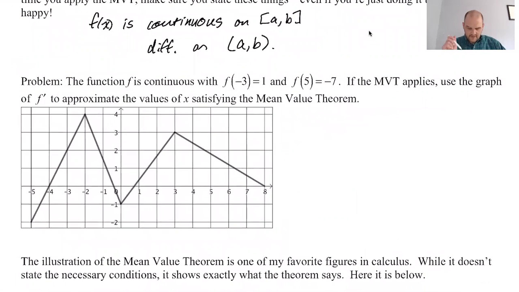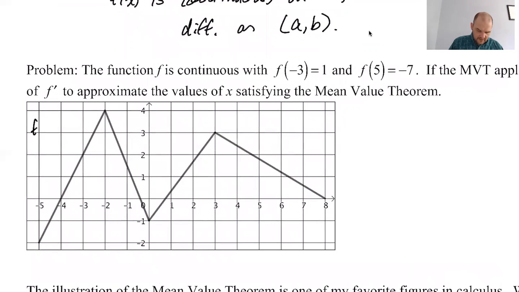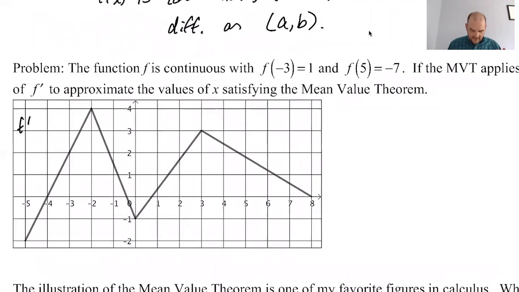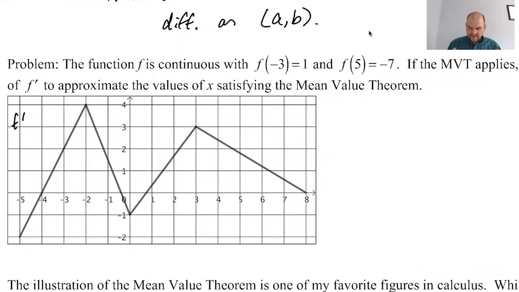All right. The function f is continuous. It doesn't say differentiable. Function f is continuous with f of -3 equals 1, f of 5 equals -7. If the MVT applies, which we have no reason to know if it does or doesn't yet, use the graph of f prime to approximate the values of x satisfying the theorem. Now this is more interesting because we have the graph of f prime. This is f prime right here, and it shows you that the derivative does in fact exist everywhere between -3 and 7.